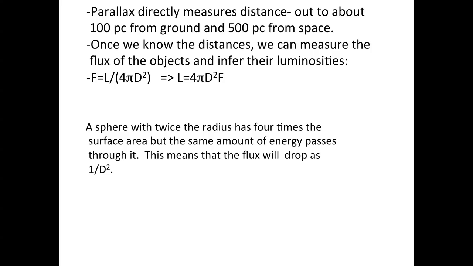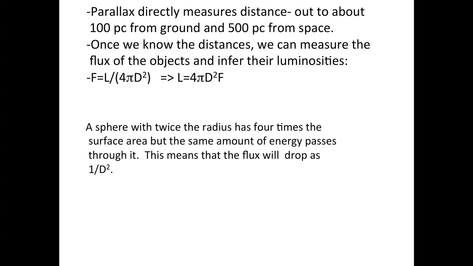Parallax, as we've seen, directly measures distance out to about 100 parsecs from the ground and about 500 parsecs from space. Once we know the distances, we can measure the flux of the objects and infer their luminosities. There's a relationship between the two quantities. The flux is equal to the luminosity divided by 4 pi times the distance squared. Since it's luminosity we're trying to derive, flux is a measured quantity, and luminosity is an intrinsic quantity, the luminosity is 4 pi times the distance squared times the flux.